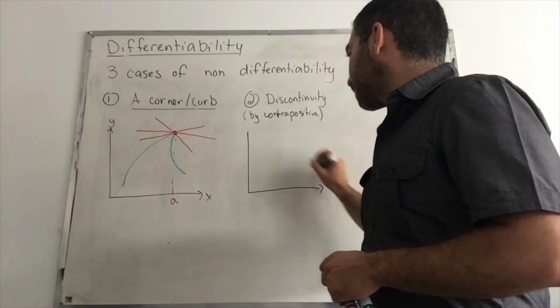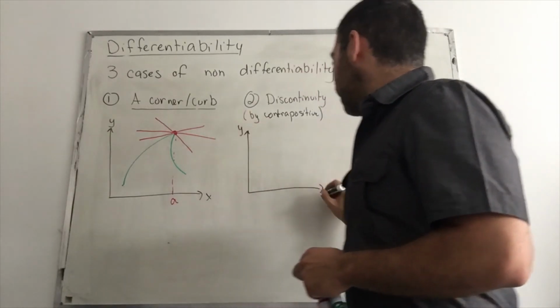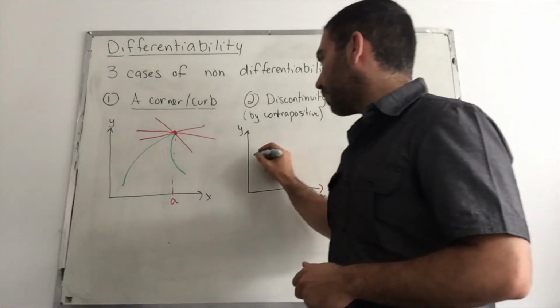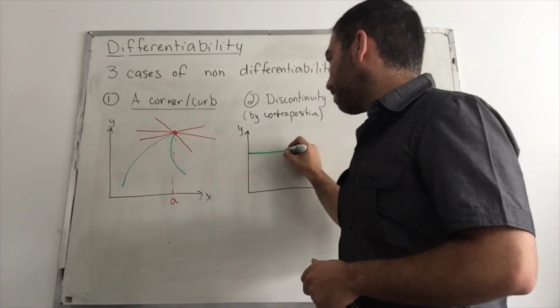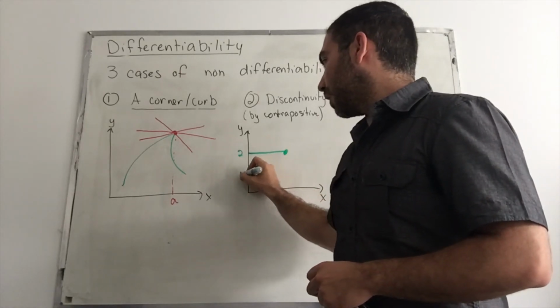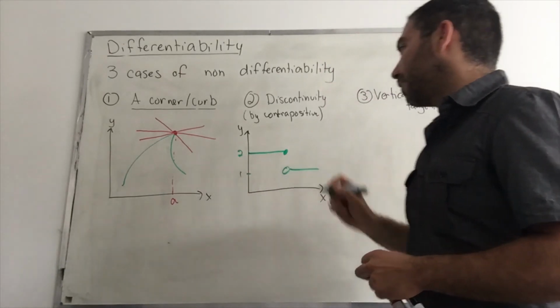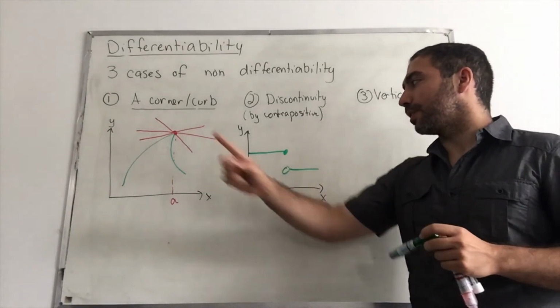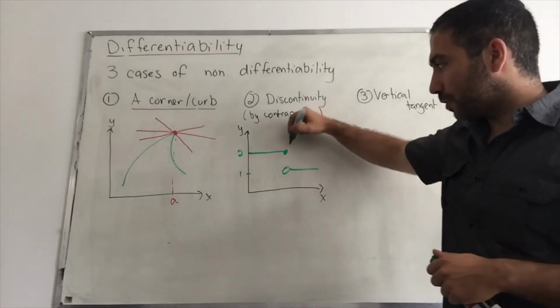This is y, this is x. Let me draw the function in green. So let's say, I don't know, we have something like this at 2, and then at 1, it's an open dot, and it continues like this. Okay, so we have sort of like a step function, and this continues forever. Why is this not differentiable?